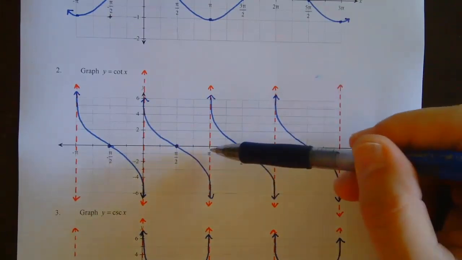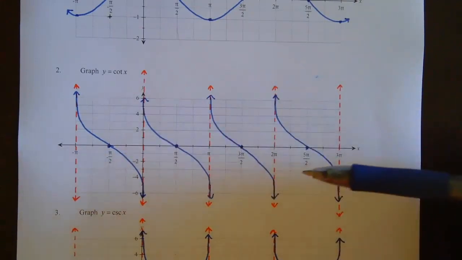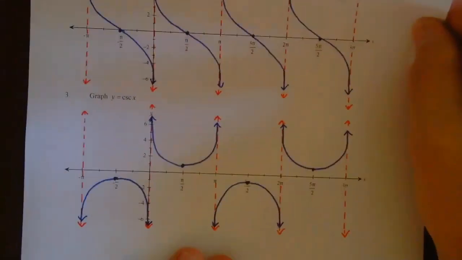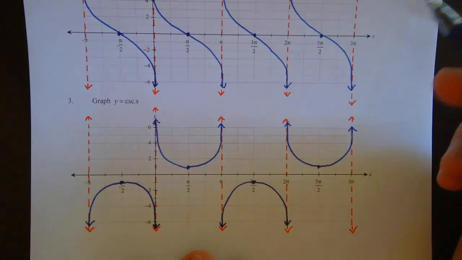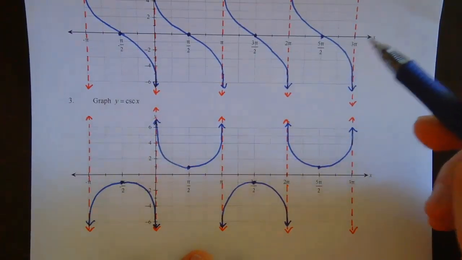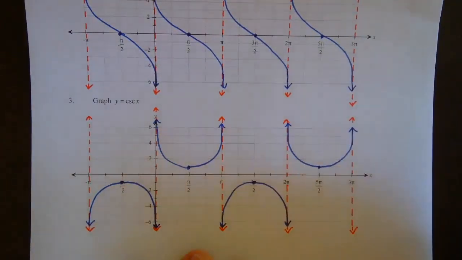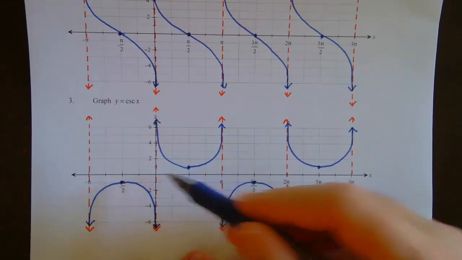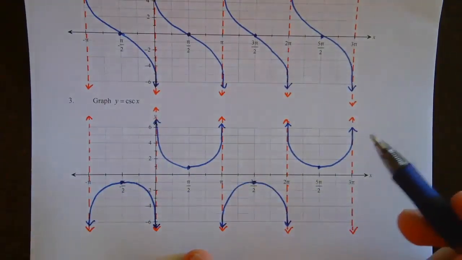All right, and then at pi it's undefined, and also at 0 it's undefined. That's why you have the vertical asymptotes. Cosecant x, the next one, is the reciprocal of sine. So where sine is 0, we're going to have vertical asymptotes, because the reciprocal of 0 is undefined. So we have a vertical asymptote at 0, pi, 2 pi, 3 pi, negative 2 pi, and so on.